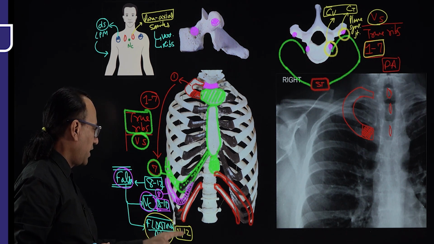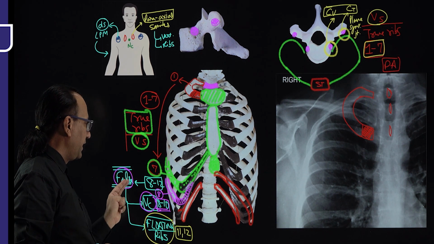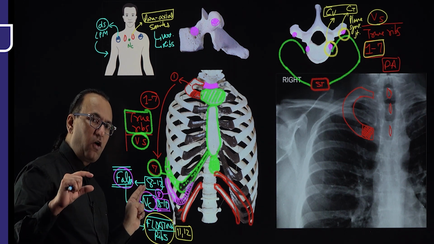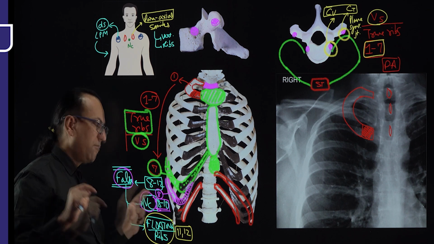And as such, they are under the category of false ribs. False ribs means rib number 8 to 12. And though they attach to the vertebra, they do not attach to the sternum. Hence the name false rib.